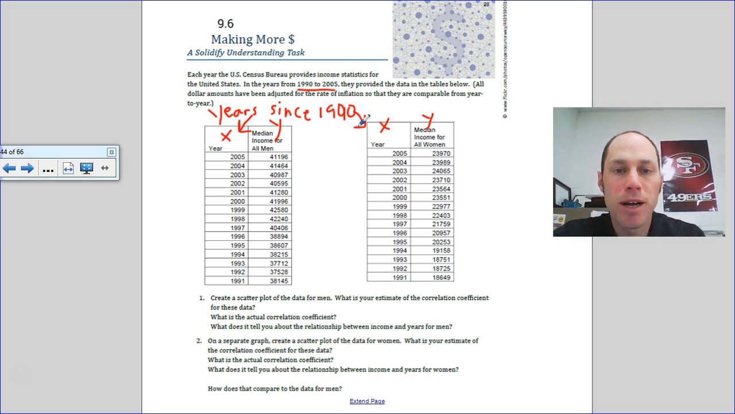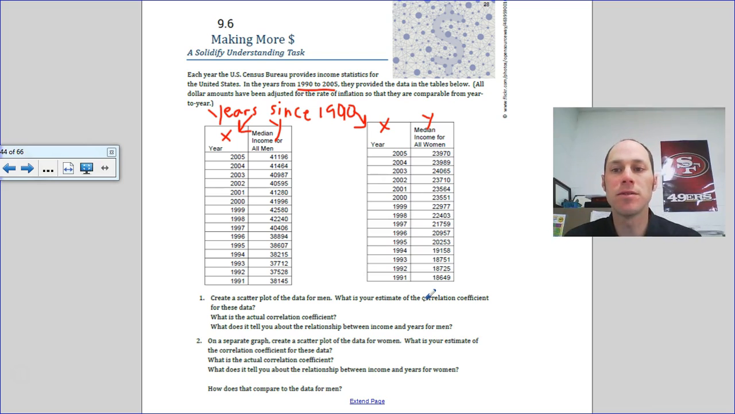So you'll make those scatter plots. You can do that on your graphing calculator or on Desmos. And then estimate the correlation coefficient. What do you think it is? How closely correlated is the data? And then you can calculate the actual correlation coefficient. And then answer the questions: what does that tell you about the relationship between income and years for men?